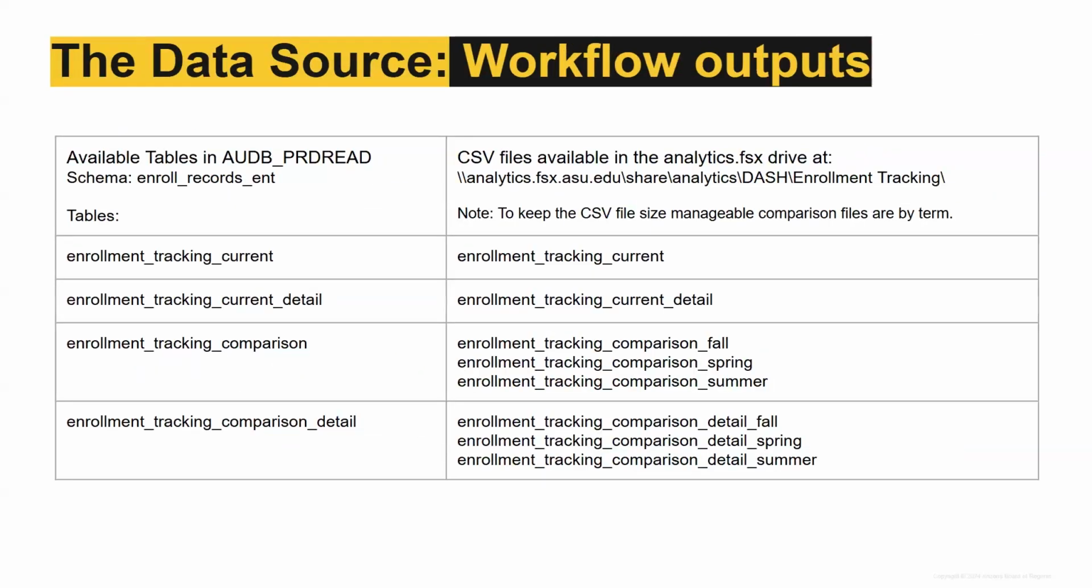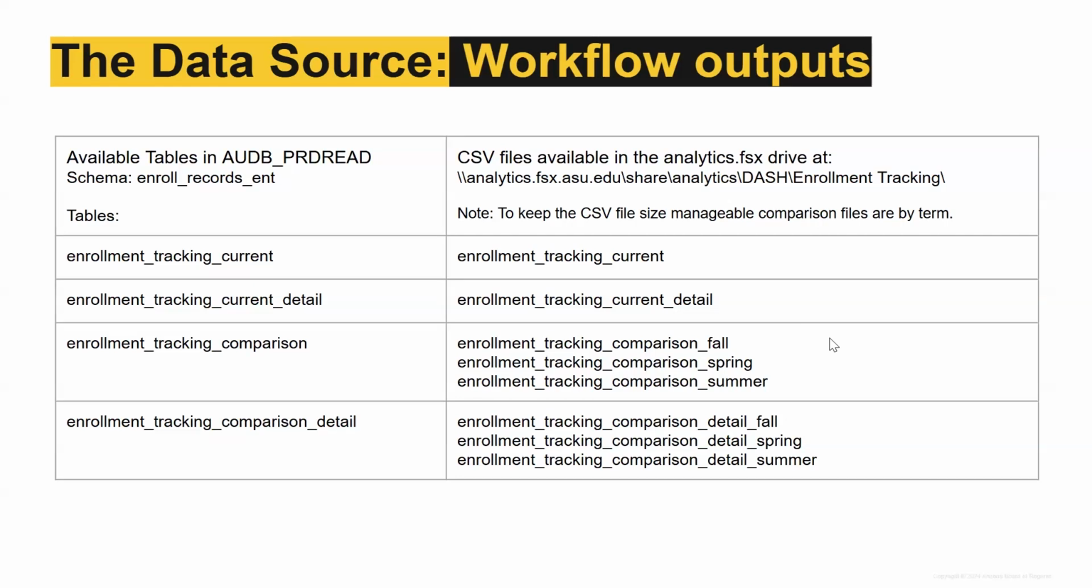So to summarize these outputs, and this is the key part of what you really care about, there's the AUDB outputs, so there's 4 tables: the enrollment tracking current, the current detail, the enrollment tracking comparison, and the comparison detail. For the CSV outputs, you would access those at this Analytics FSX shared drive. And also note that to keep the CSV files a little bit more manageable, the comparison ones are broken out by term. But again, we have current and current detail, and we have the comparison and the comparison detail groups for each of these CSVs.